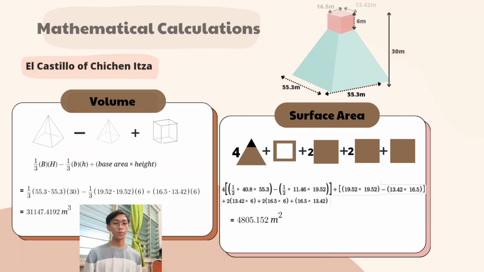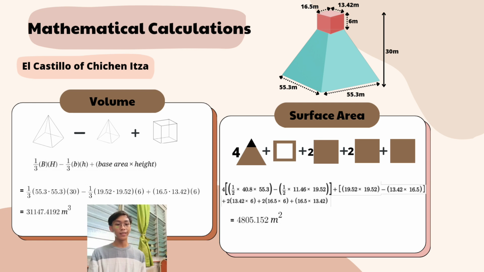Our calculation will be like this, and the end result will be 31,147.4192 meters cube.